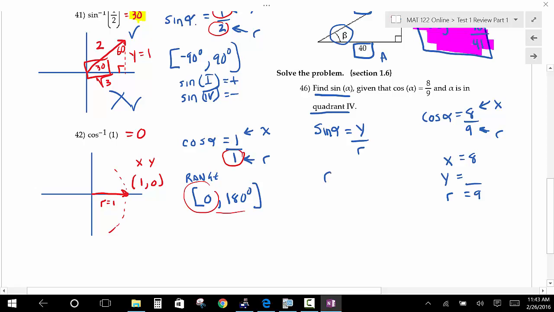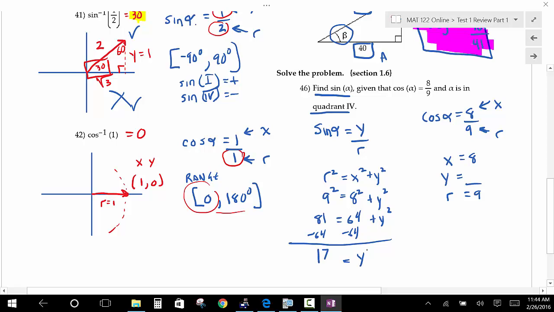So we need to use the Pythagorean theorem. We know that r squared is equal to x squared plus y squared. So we have 9 squared equals 8 squared plus y squared. That's 81 equals 64 plus y squared. So we subtract 64 from both sides. 81 minus 64 is 17, so 17 is equal to y squared. We need to take the square root of both sides. Now remember, technically you have a plus or minus. So right now, y is equal to plus or minus square root of 17.